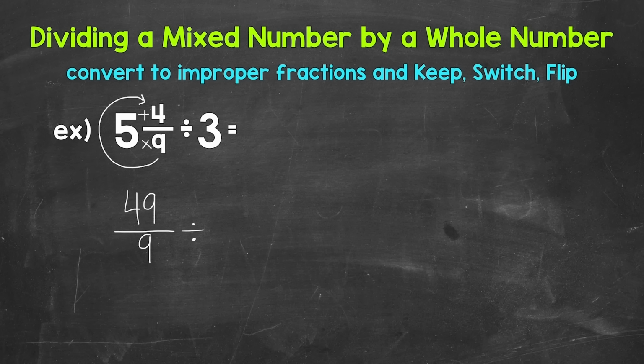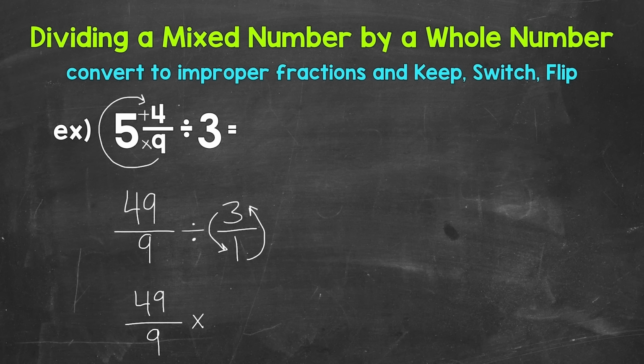So how do we write 3 in fractional form? Well, we can write any whole number in fractional form by putting it over 1. So now we have 49/9 divided by 3 over 1. Now let's keep, switch, flip. So keep 49 ninths, switch to multiplication, and then flip 3 over 1.